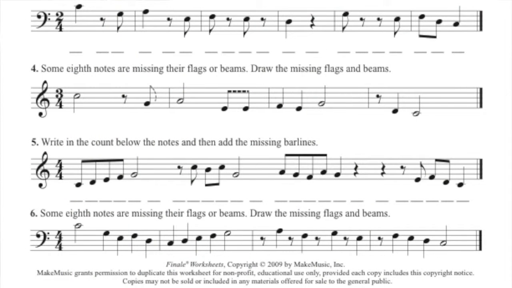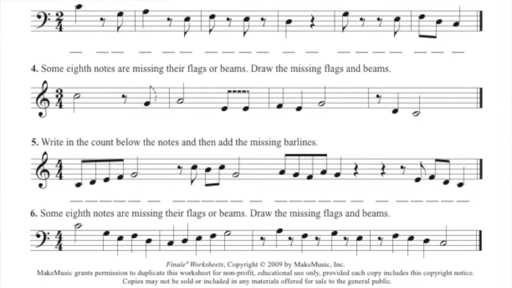Take a look at number 5. Write in the count below the notes and then add the missing bar lines. So we have 4 eighth notes followed by a half note. We know that those eighth notes get half a beat. 1 and 2 and. Then we have beat 3 with the half note, and beat 4, because beat 4 is also with that half note. And then we draw the bar line because we're in 4/4, so now we draw that bar line.